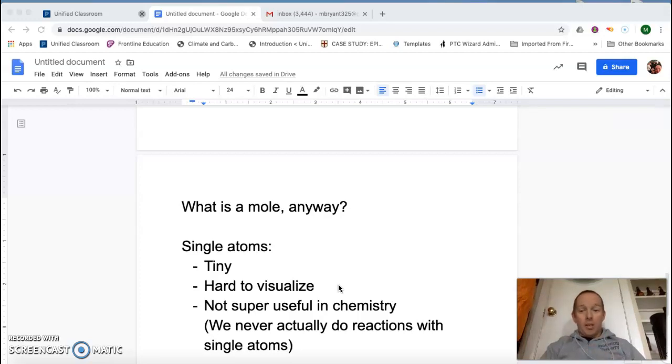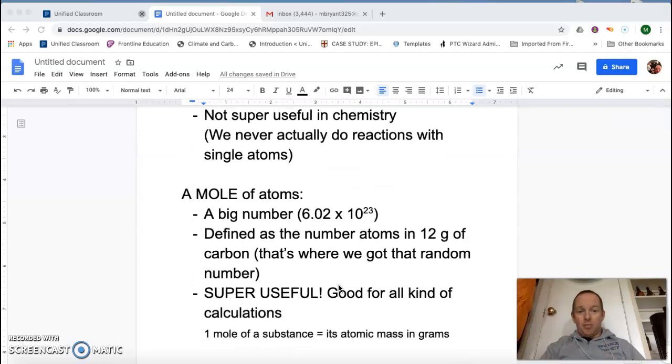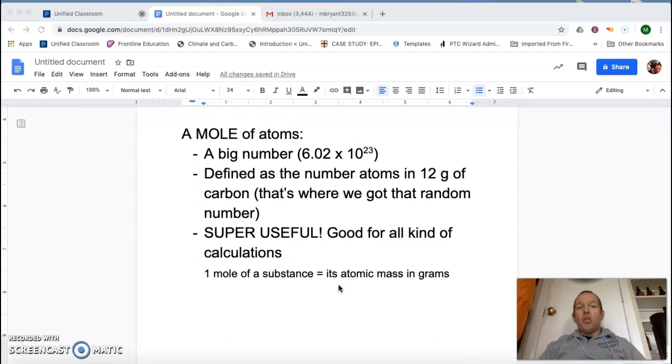So if you'll allow me to scroll down a bit. Now, a mole of atoms is where we're at right now. Now, this is a big number. It's referred to as Avogadro's number. The numerical value of that number is 6.02 times 10 to the 23rd, or I believe the tutorial that you went through described it as 602 sextillion.